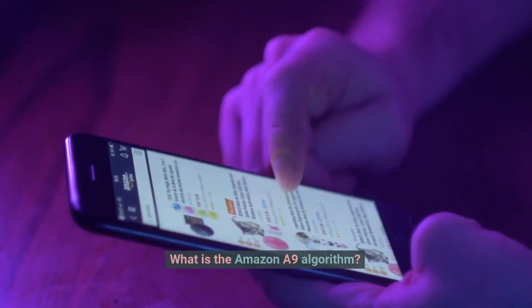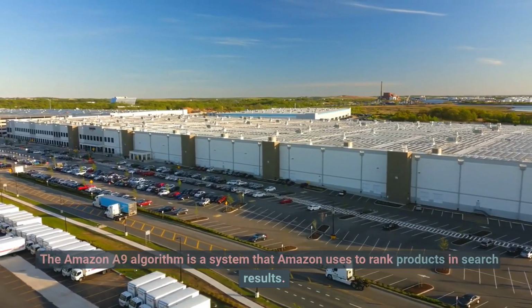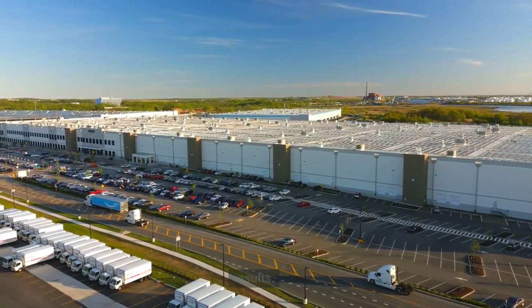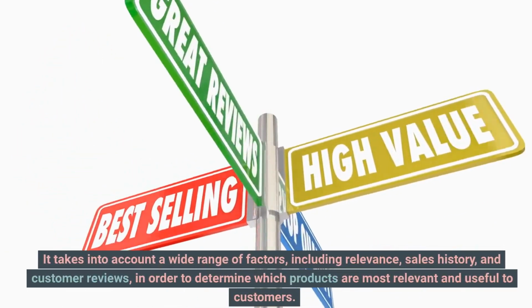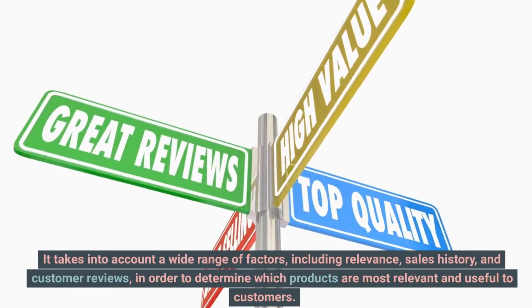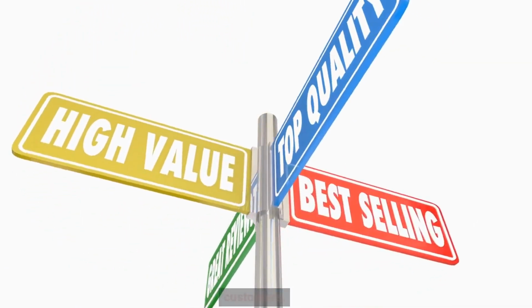What is the Amazon A9 algorithm? The Amazon A9 algorithm is a system that Amazon uses to rank products in search results. It takes into account a wide range of factors, including relevance, sales history, and customer reviews, in order to determine which products are most relevant and useful to customers.